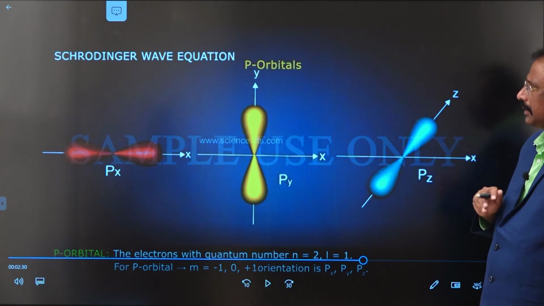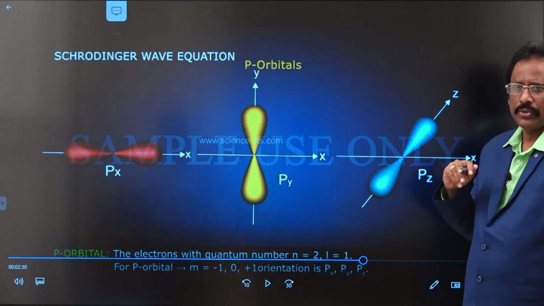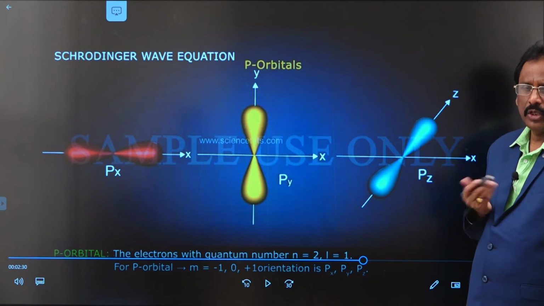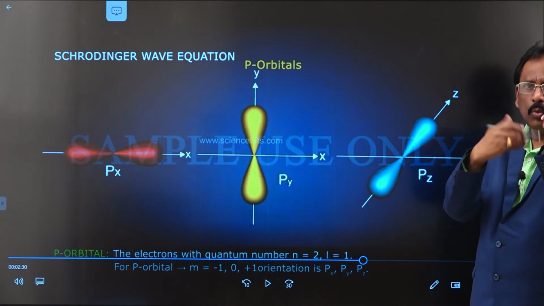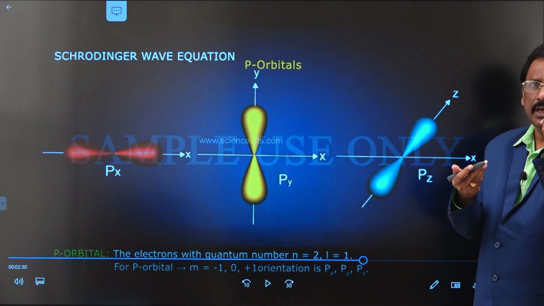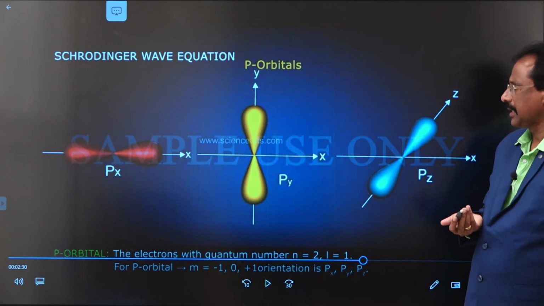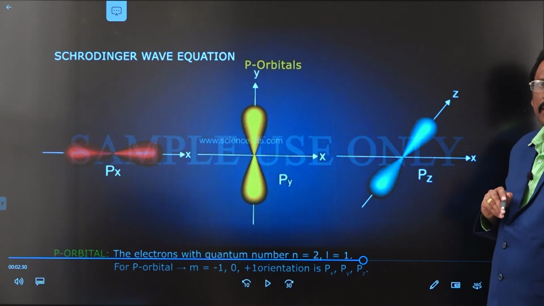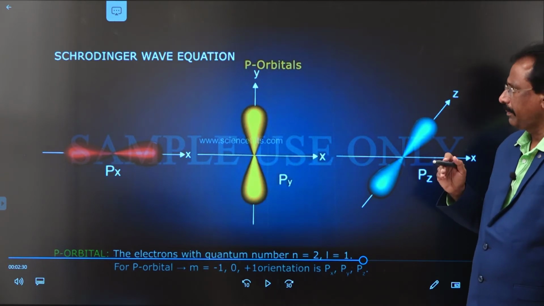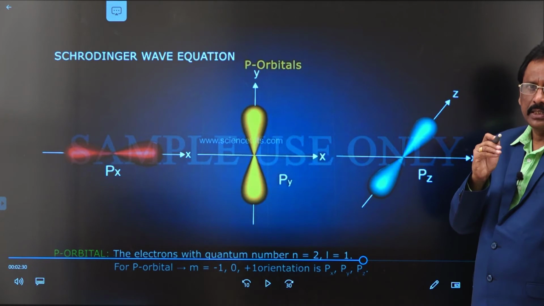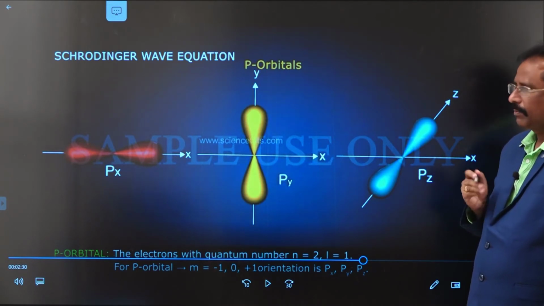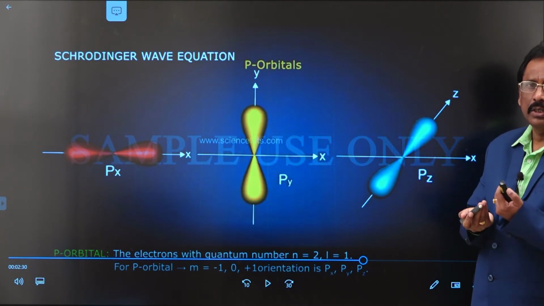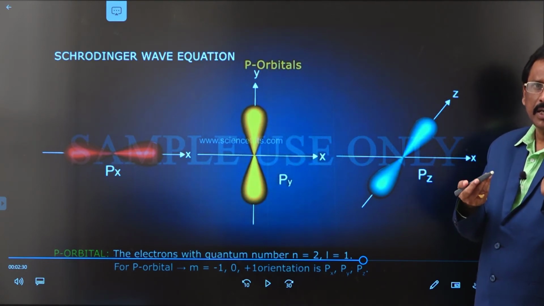The number of angular nodes is nothing but nodal planes. A nodal plane is the plane in which the probability of finding the electron is minimum or vanishes. Another meaning of nodal plane: angular node is nothing but nodal plane. So both in spherical node and angular node, the probability of finding the electron is 0.